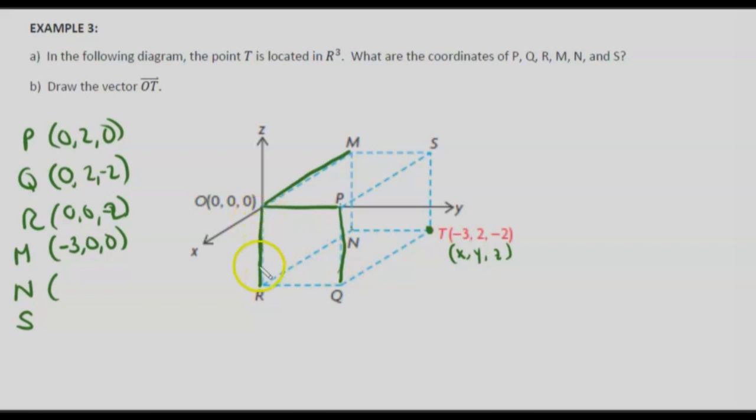Okay, let's go down, which is in the Z direction. So let's draw -2, and then we're going to N, which is here. So we're going in the X direction. Okay, so -3. So that's how I saw it.